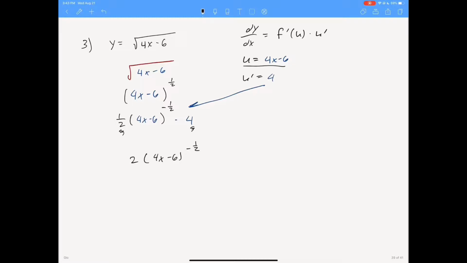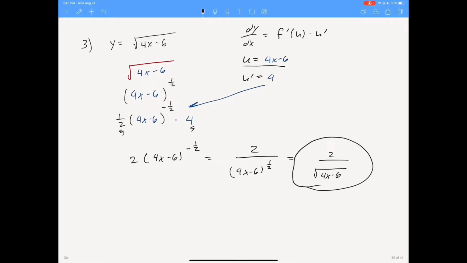And let's just flip that. So 2 over 4x minus 6 raised to a half. And let me actually put a radical as opposed to the half. So we'll have 2 over radical 4x minus 6. And that's our final answer. And just recognize your u, what your inside function is. Take the derivative of the outside function as normal. And then just to finish it off, multiply by your u prime, your derivative of the inside function.